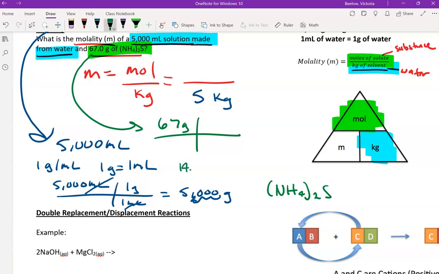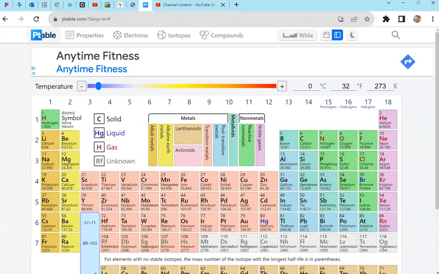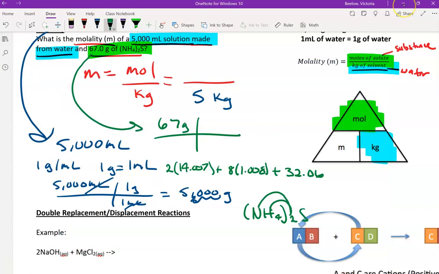So nitrogen is 14.007. 2 times 1 is 2. Plus 2 times 4 is 8. So there's 8 hydrogens and 2 nitrogens. And then plus we have sulfur. I think it's 32.06. Let me check. Sulfur is 32.06.